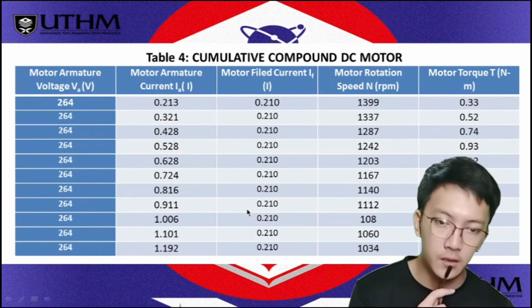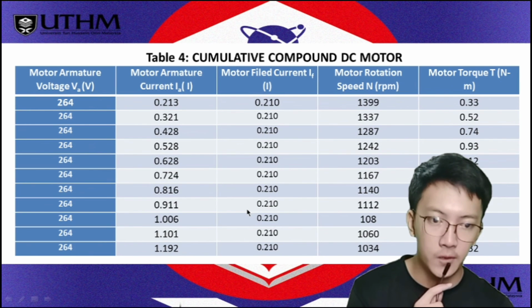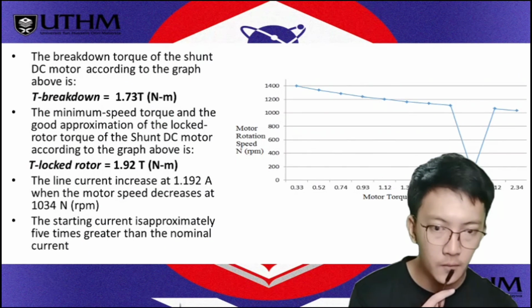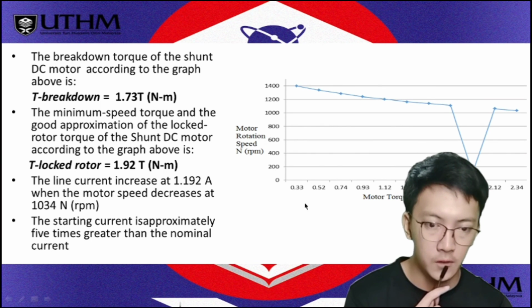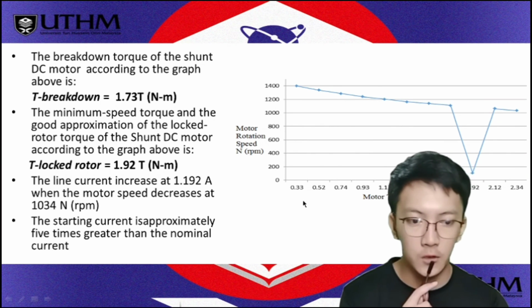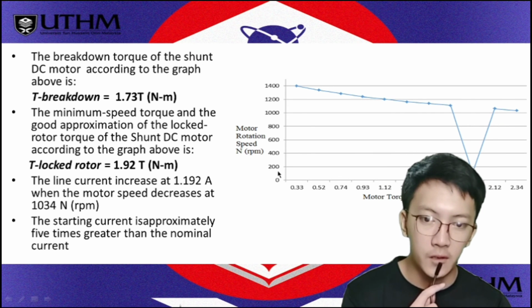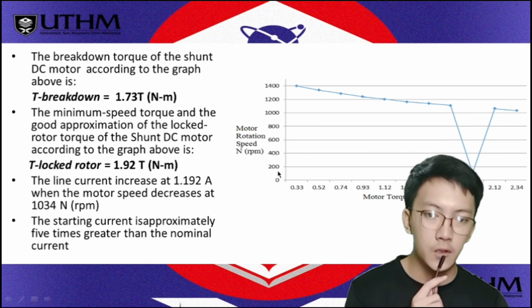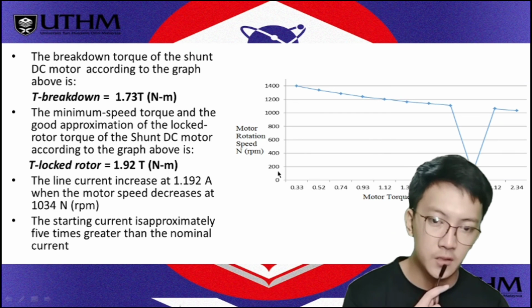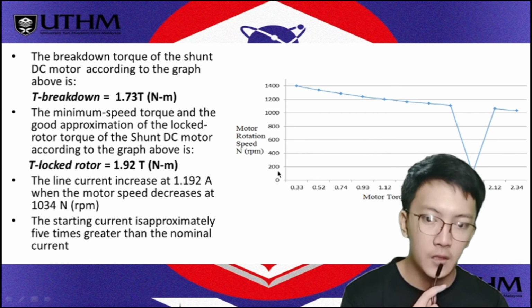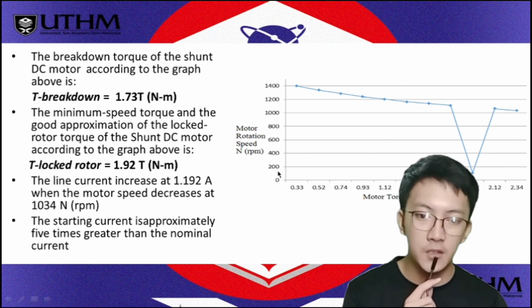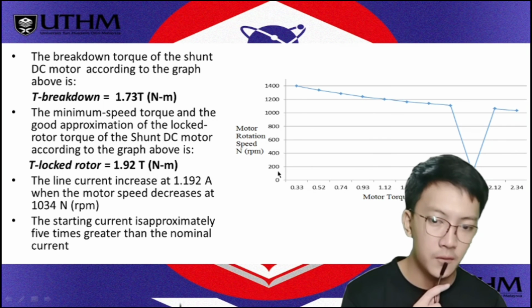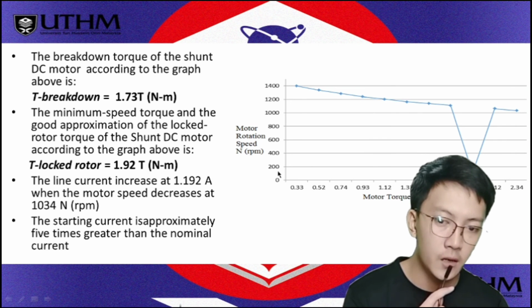Lastly, the table for the cumulative compound DC motor. This is the graph that we have made, the same as before, motor rotation speed versus motor torque. The breakdown torque of the DC motor according to the graph is 1.73 T Nm. The minimum speed torque and the good approximation of the locked rotor torque according to the graph is 1.92 T Nm.